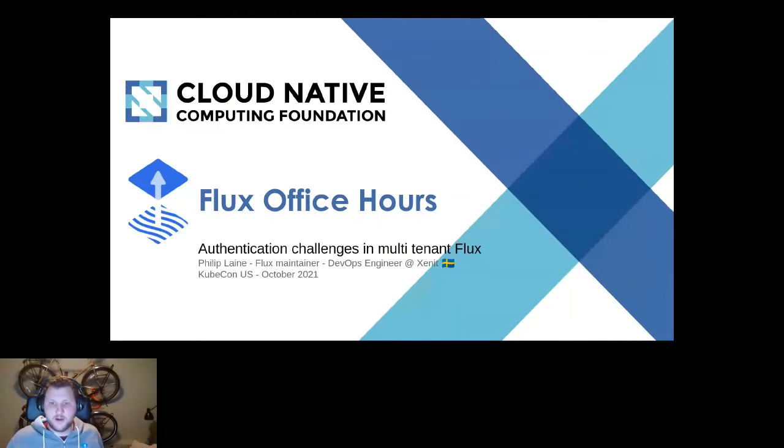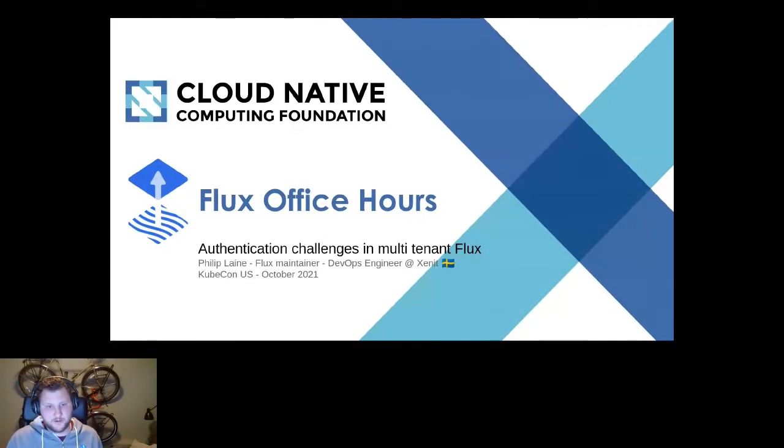So my name is Philip Laine. I am a Flux maintainer. My proper job is as a DevOps engineer at a company called Xenit. We're a company based in Sweden that works with Kubernetes and cloud native stuff. So these things intermingle between my day job and my maintainership of Flux.